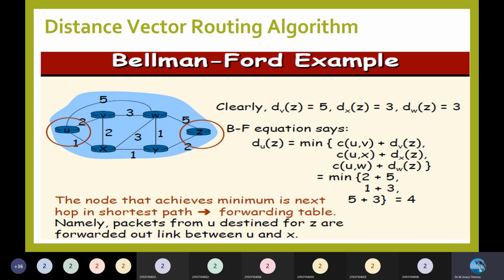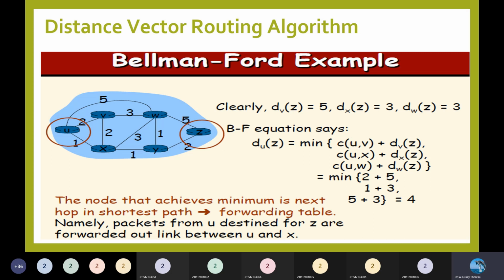So what is the formula? We have to know the cost of U. First we have to know the cost from U to V and then the distance of V to Z, because I already know the distance of V to Z. Okay, then I have to know the cost of U to X and the distance from X to Z, and the cost of U to W. Okay, so U to W and the distance of W to Z.